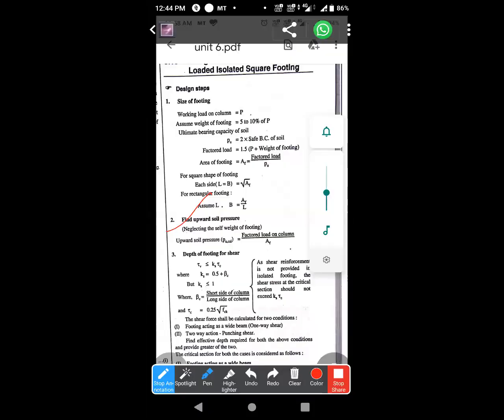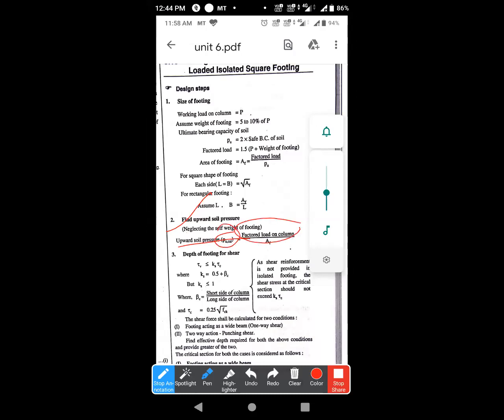You have to find the upward soil pressure, neglecting the weight of your footing. The upward soil pressure formula is Pu, the factored load on the column upon the area of the footing. Okay. Next, depth of the footing for shear.